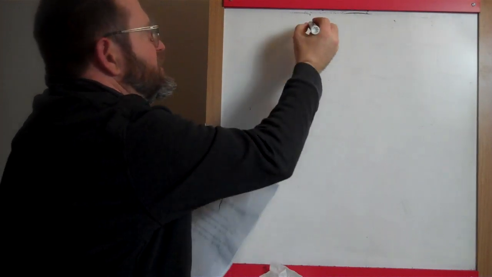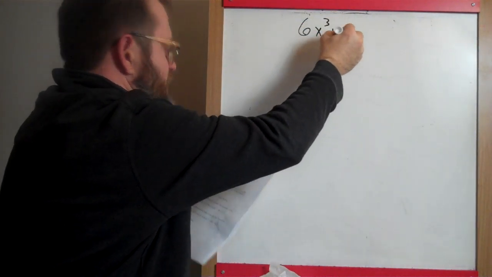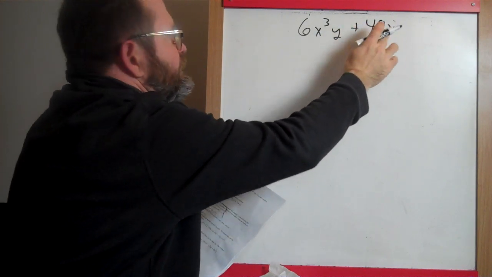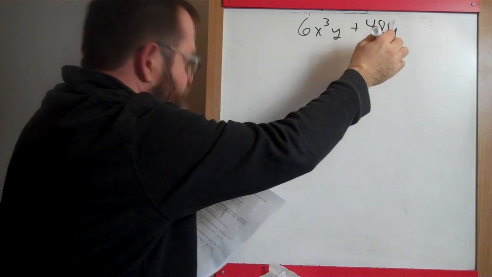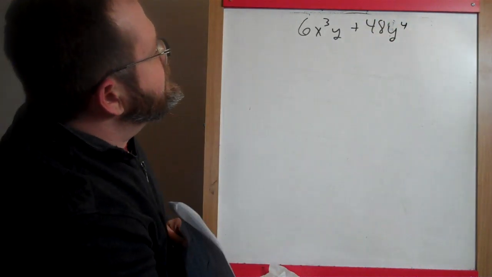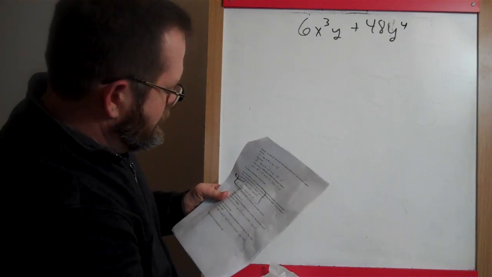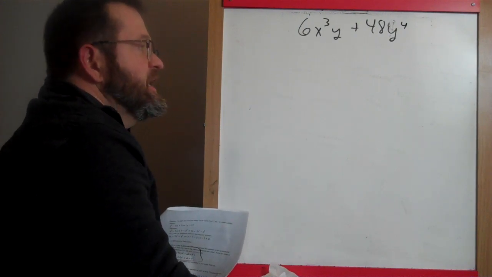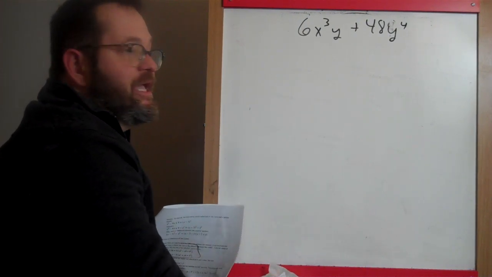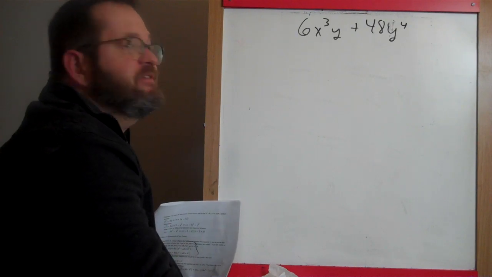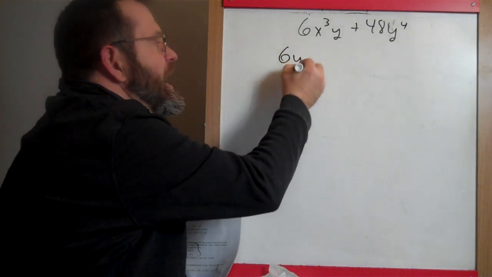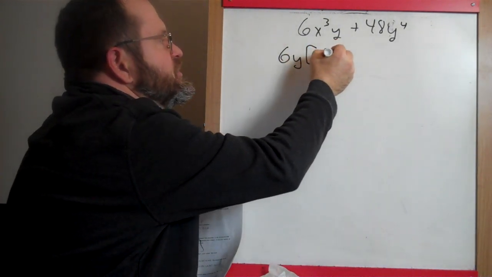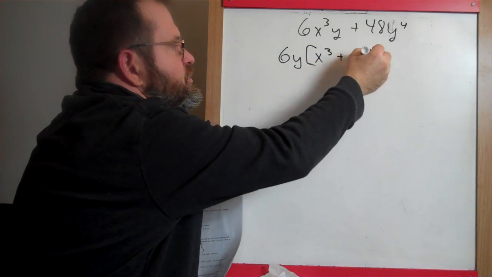It tells you to factor this ugly expression. 6x cubed y plus 48y to the fourth power. Sorry, it was a big mess there. What I'm noticing is each of the two terms here has at least a y in it, and each of the two terms can be divided by 6. In other words, we could factor 6y out right at the beginning. That's our greatest common factor, leaving behind x cubed plus 8y cubed.